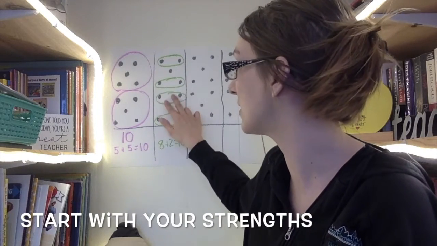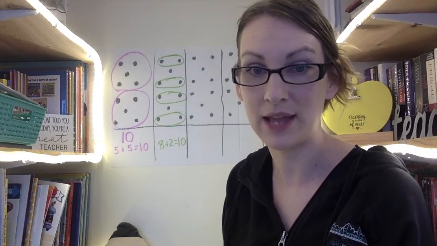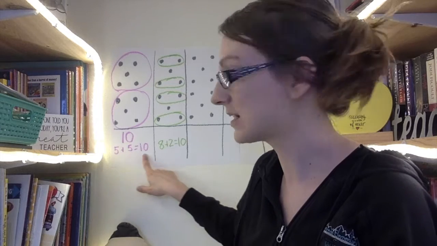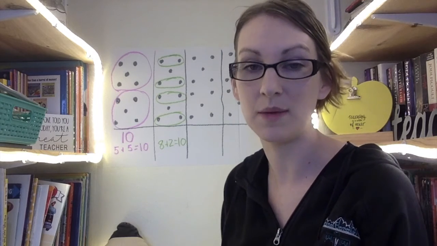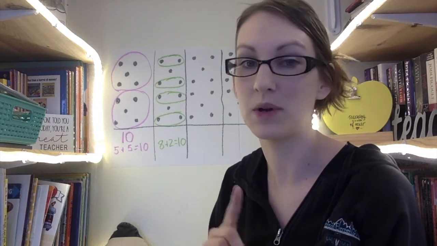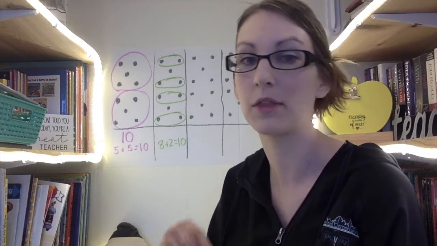So if you know how to count by 2s really well, you might have picked that out right away. We talked about doubles when we were learning addition and subtraction. So all of the double facts: 1 plus 1 is 2, 2 plus 2 is 4, 3 plus 3 is 6.